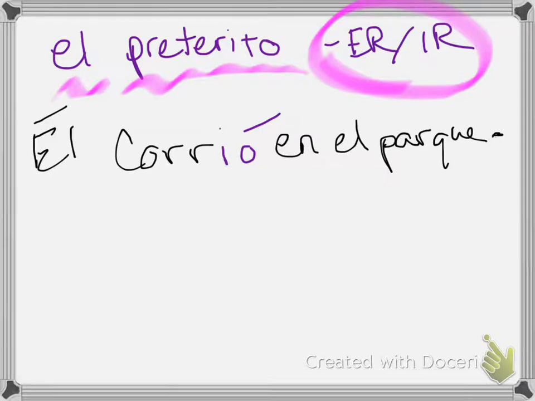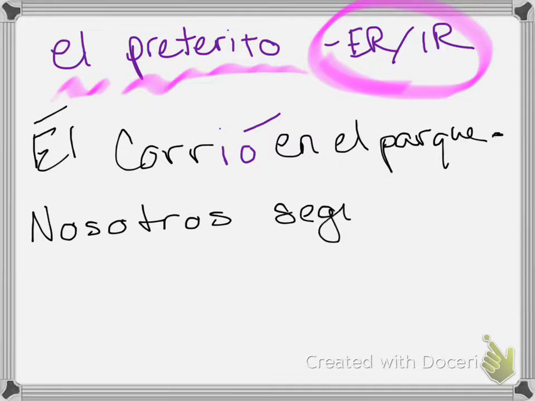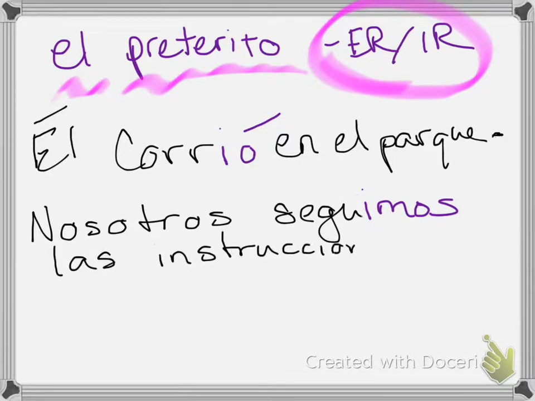Another common IR verb is seguir, which means to follow. See? So I'm going to have nosotros. And then we have seguir. Seguir is the verb. Seguir is to follow. So I would take off that IR, and then I'm going to put on my new ending. Seguimos. See? Nosotros seguimos las instrucciones. We followed the instructions. Nosotros seguimos las instrucciones.